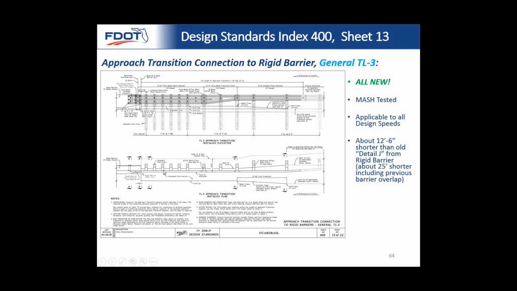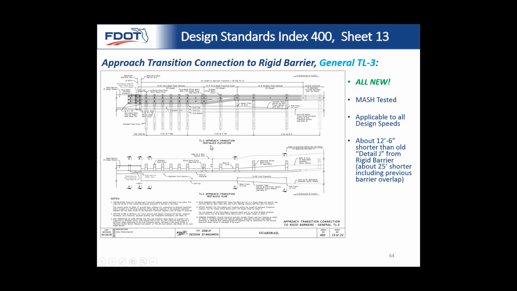That way, if the vehicle hits right here, this is very rigid, and it's rigid right here as well, so you won't have any snag, and you have a nice smooth redirect, and it's safer for the vehicle. And so that's why you need to use these standards every time you're connecting to a rigid barrier.